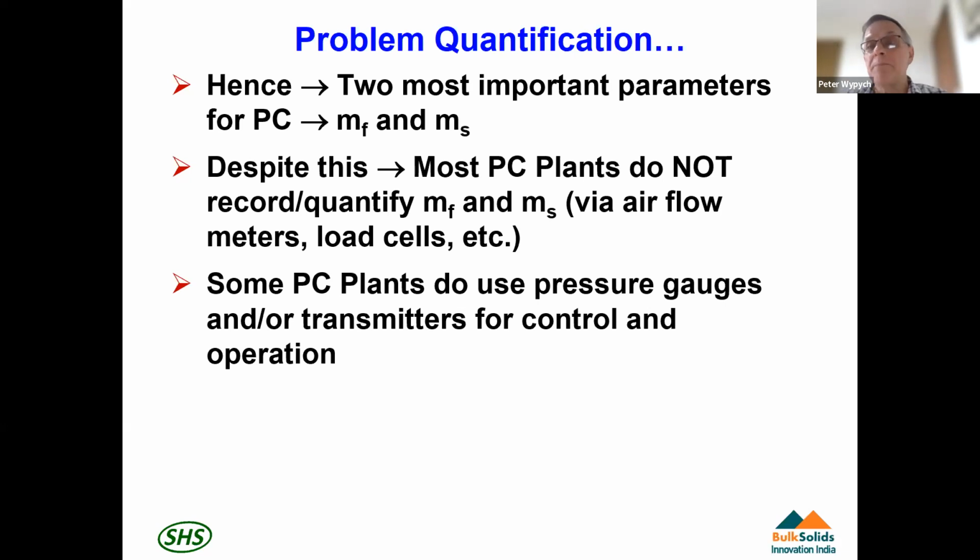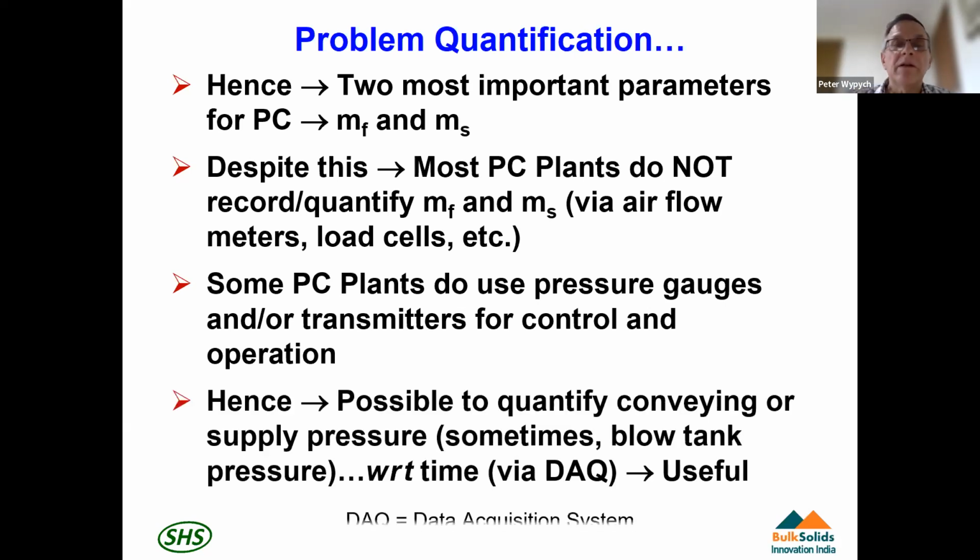We do have some plants that use pressure gauges or pressure transmitters and record that information over time. They do that from a control and operational perspective. So we can go into the control room and probably try and extract some of the information. At least that's something that we can get fairly readily in some plants. So it's possible to quantify maybe your conveying pressure, your supply pressure. There may be a pressure gauge on the air receiver and these sorts of things, or the outlet of the compressor. And in some plants, you may find a pressure gauge on the blow tank, which is also useful.